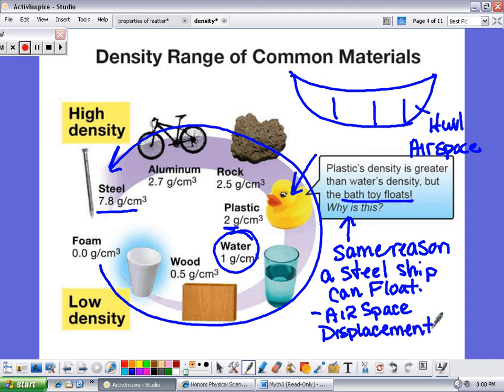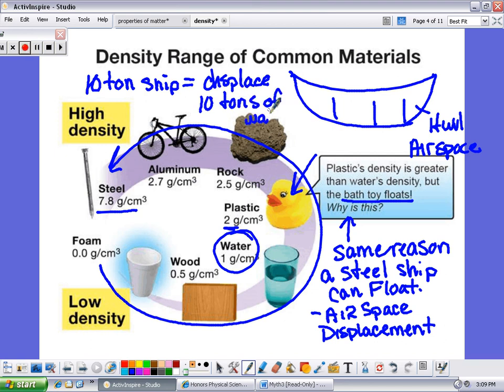In order for a steel ship to float, it has to have that airspace, but it also must displace as much water as what it weighs. So if you have a 10-ton ship, it has to displace 10 tons of water in order to float. So this will relate to surface area.